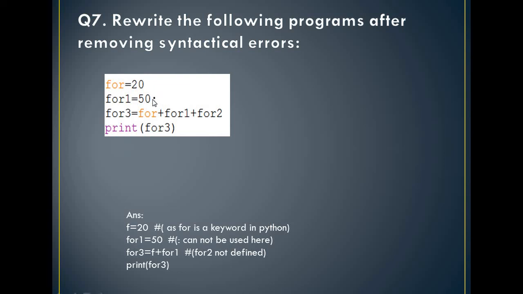But after a variable assignment we will not use a colon, so remove this one. Then for3 = 4 plus for1 plus for2. Here we already changed this for, so whatever variable name you gave, you just put the same variable here, for1, okay, and for2. Here it is not defined, so just remove this for2. Then the last line is okay.